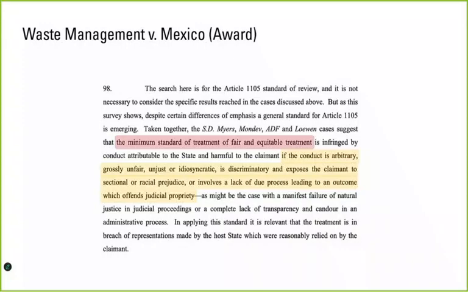And when is it infringed? And if you read this, it conveys the same spirit as the Neer decision. The conduct is arbitrary, grossly unfair, unjust, idiosyncratic, discriminatory, exposes the claimant to, it's like horrible behavior. Sectional or racial prejudice, lack of due process, an outcome that offends judicial propriety. So again, very high threshold. You need to show that it's really like a very, very bad behavior on the part of the state to prove that you have a violation of fair and equitable treatment.